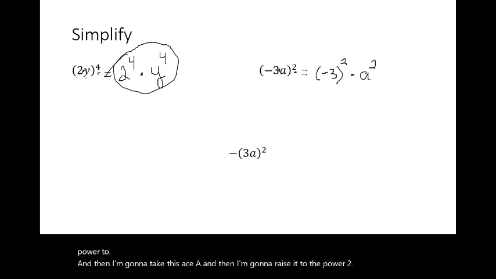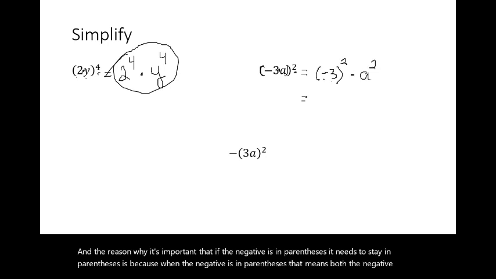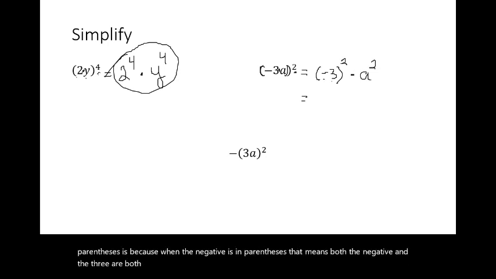The reason it's important that if the negative is in parentheses, it needs to stay in parentheses, is because when the negative is in parentheses, that means both the negative and the 3 are being squared. So this is the same as negative 3 times negative 3, which is positive 9a squared.